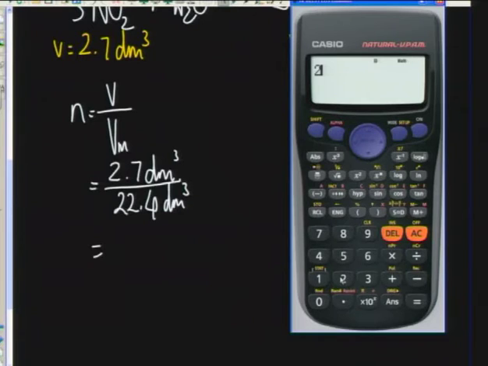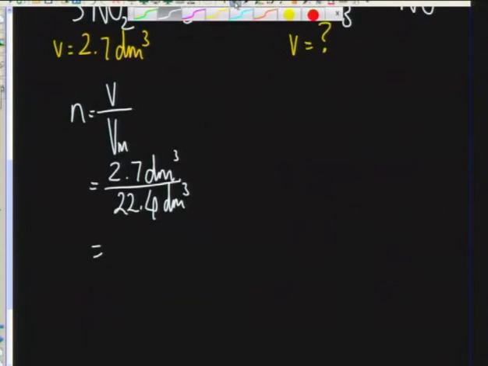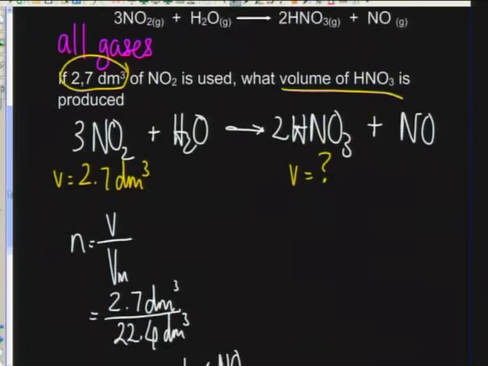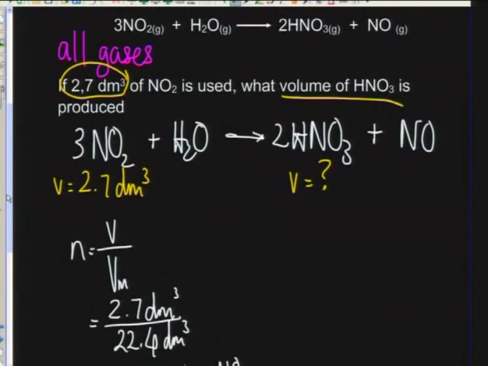It was 2.7 divided by 22.4, giving me my answer. Let's have it as a decimal, 0.12. So going across here, 0.12, and it's going to be moles of NO2, all right, because that's what I was working with. Now, I need to get from NO2 all the way across to HNO3.